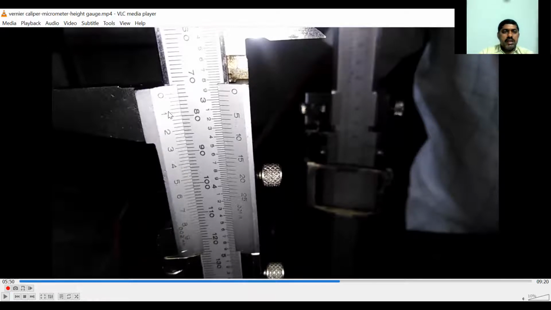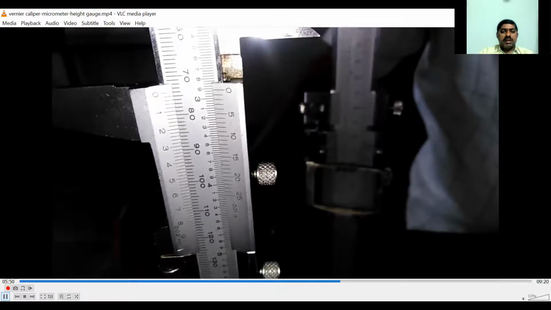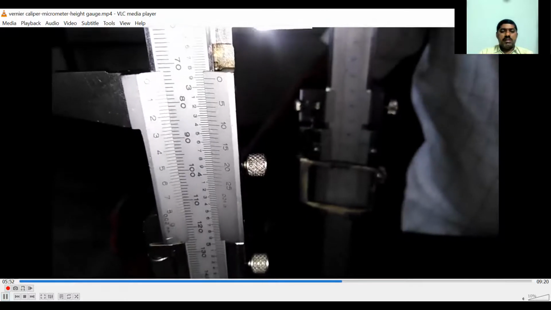And what is the vernier coincidence? If you see here, the first number, that is the fifth division, is exactly coinciding with the main scale division. So that is 74 plus 5 into the least count of the vernier caliper, which is 0.02. Therefore we will get the total reading as 74.10 mm. Similarly, we will take the measurements at different locations inside the ring gauge.